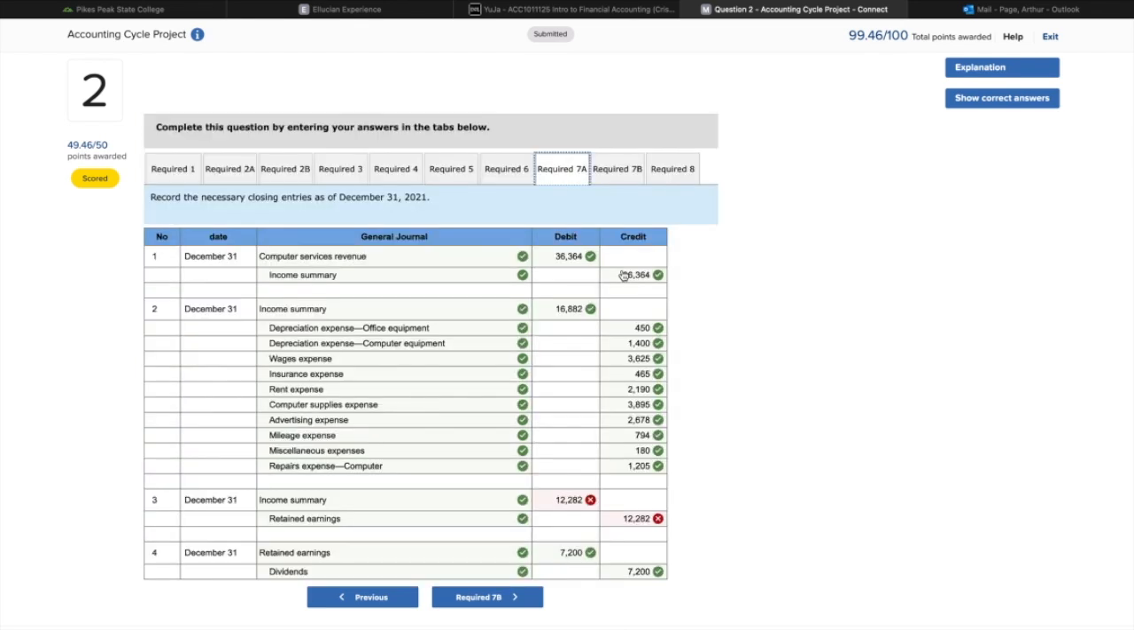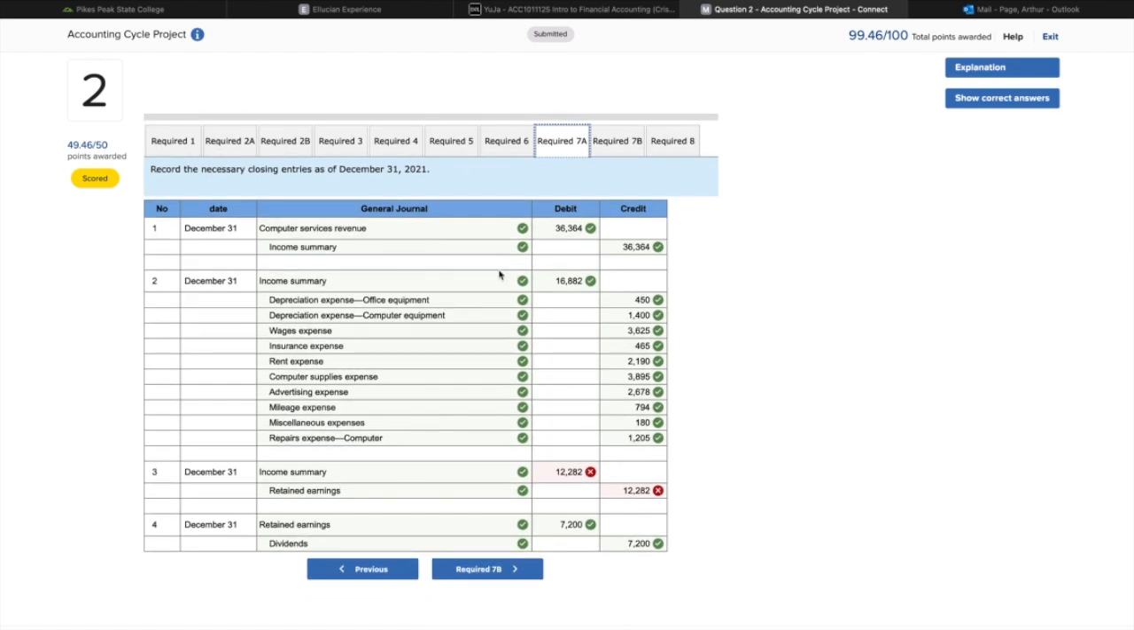Okay, so closing entries are important because they zero out the revenues, expenses, and dividends from the previous year. If you don't close those out, then it'll just start to carry on. So, for example, the revenue from the previous year on January 1st, if we didn't close it out, it showed 36,000, and then the year after that it showed 70,000, and so on. So you want to close them out at the end of the year so that you get accurate numbers for the next year.